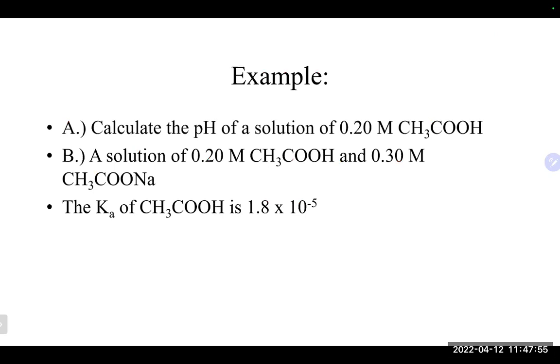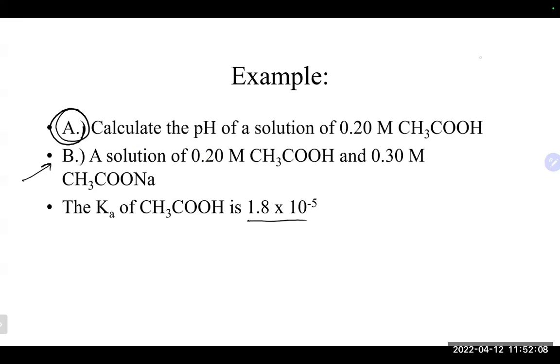So why don't we take a look at one of these, or both of these. Why don't you do A first, and then we'll talk about it, and then we'll tackle B together. What is the pH of a 0.2 molar acetic acid solution? The Ka value of acetic acid is right there. Take a couple minutes, see what you come up with.